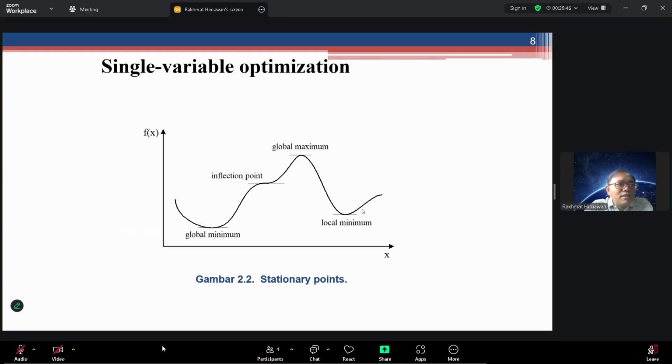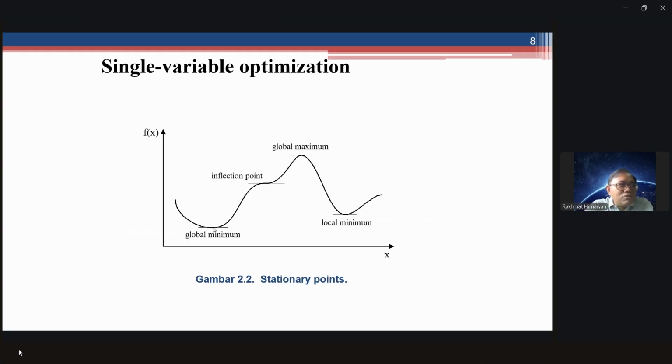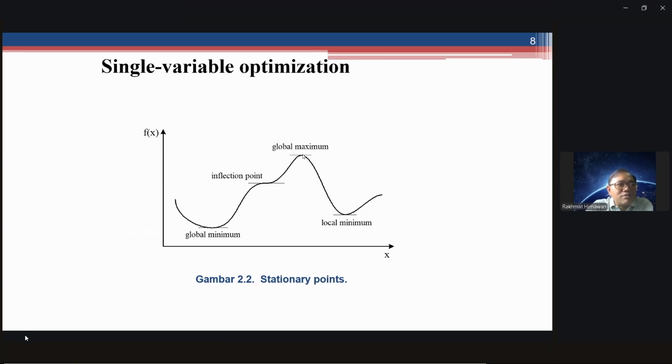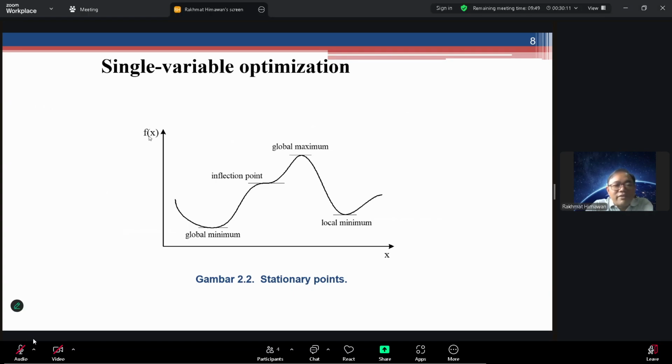So how many products should we make based on this graph to have the minimum cost? You should find this one. Your goal is to find the global minimum. But if this is not cost but profit, then you want to find this global maximum, right? This is high. So it depends what f(x) is.